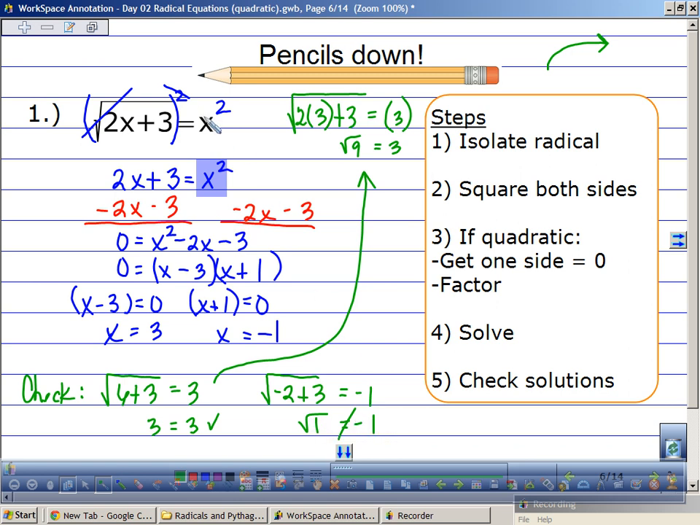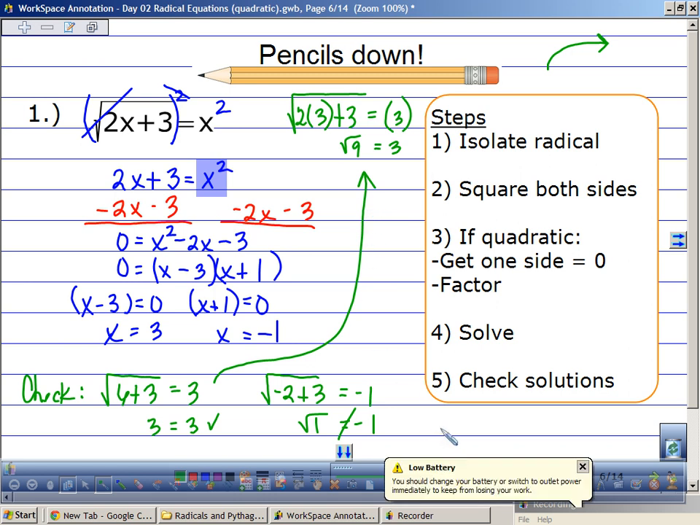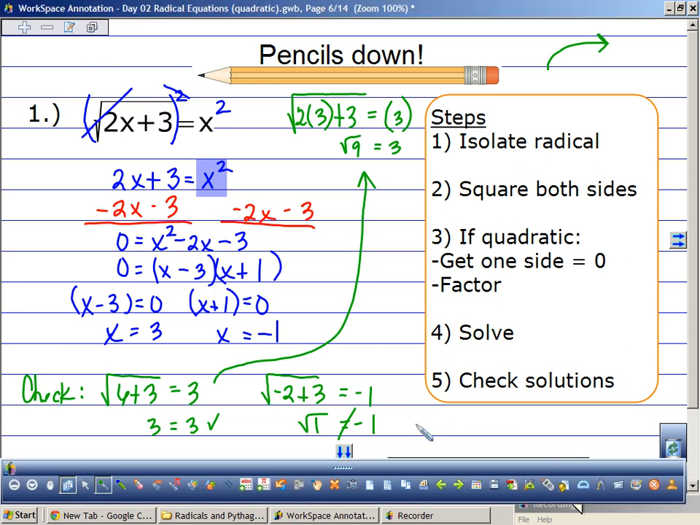Coincidentally, if I were to write this down, that would make this one the square root of 2x plus 3 equals negative 1. Did we learn about these yesterday? It's really not that long.